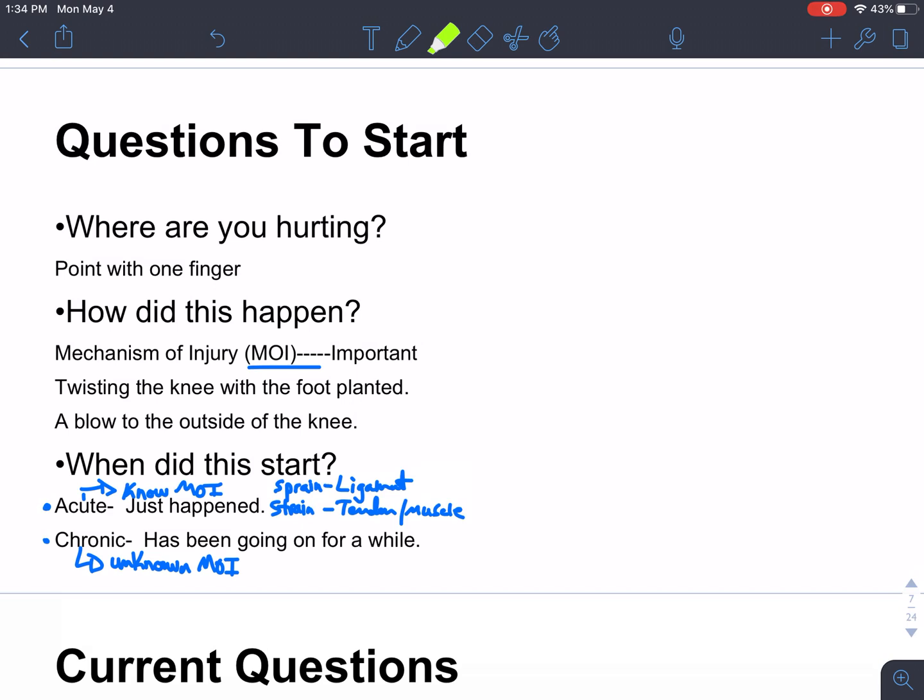Questions to start: where are you hurting? Please point with one finger. How did this happen? The MOI is a big thing, right? When did this start? So there's two main types of injuries: acute injuries and chronic injuries. Acute injuries just happen. Like an acute injury to a ligament is a sprain. A strain is to a tendon or a muscle. Where chronic, it's been going on for a while, right? Like a tendonitis, shin splints, right? That sort of thing.